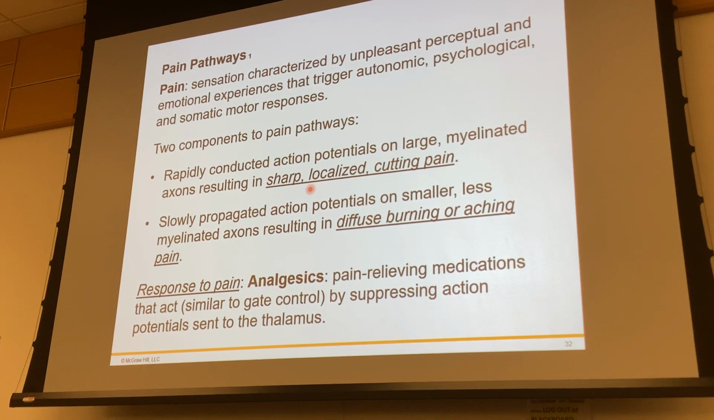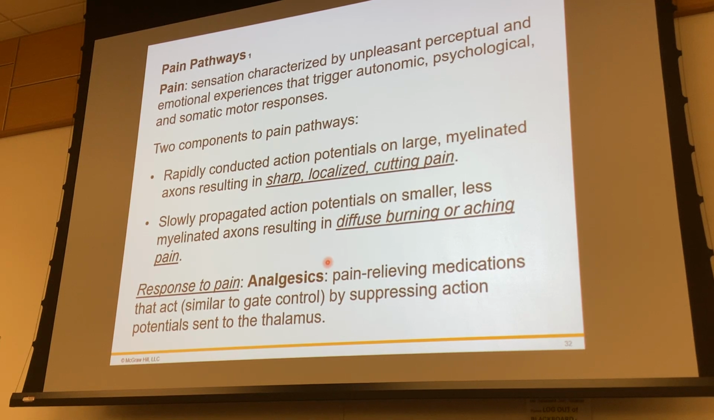There could be sharp localized pain that is acute, and then there's also more slowly propagated action potentials that are just slower, not quite acute, but they're more associated with chronic pain. Burning, aching pain is an example of chronic pain, and that's an example of when someone gets old. I won't tell you who I'm thinking about. But pain relieving medications have a number of different ways to respond to stimuli, or to help not respond to stimuli, but these analgesics here help the body respond to pain.